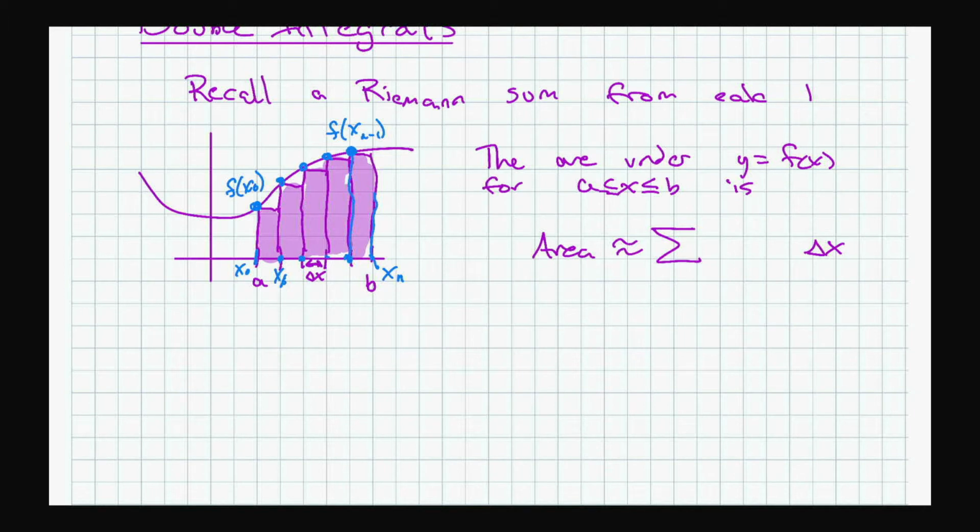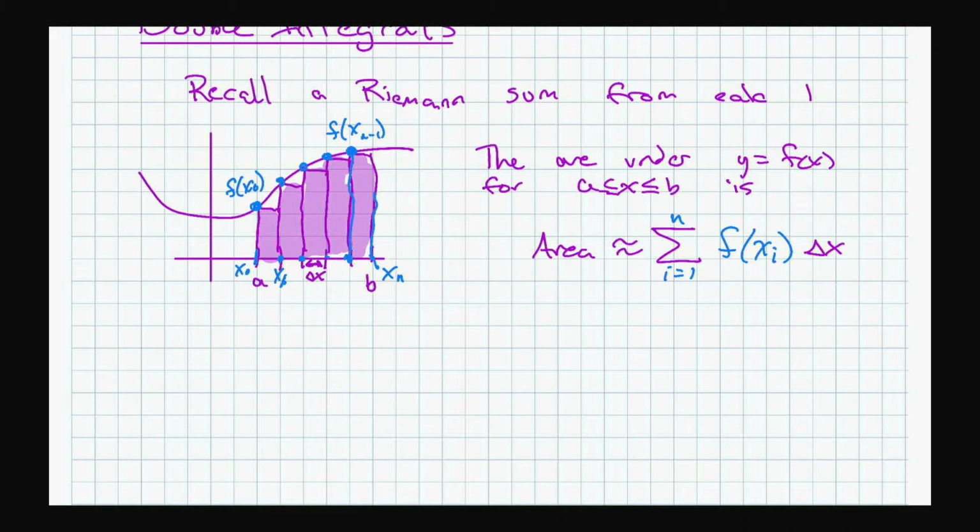And so you would have f of xi, and if you multiplied the height of each rectangle by the width of each rectangle, you're calculating an area. And then if you add them all up from 1 to n, then you would have the approximate area under that curve.